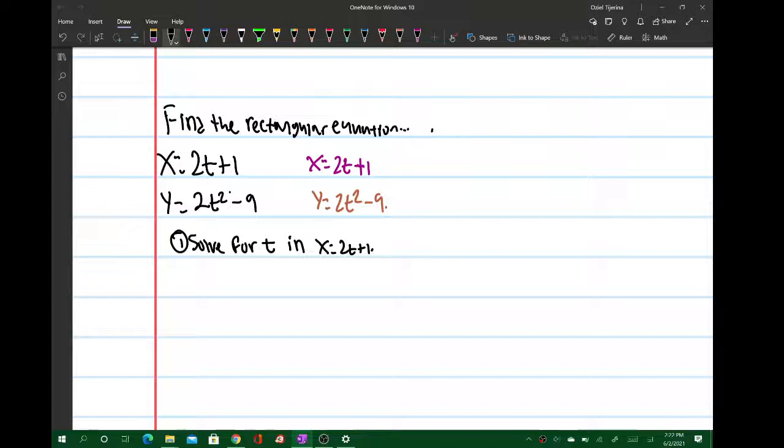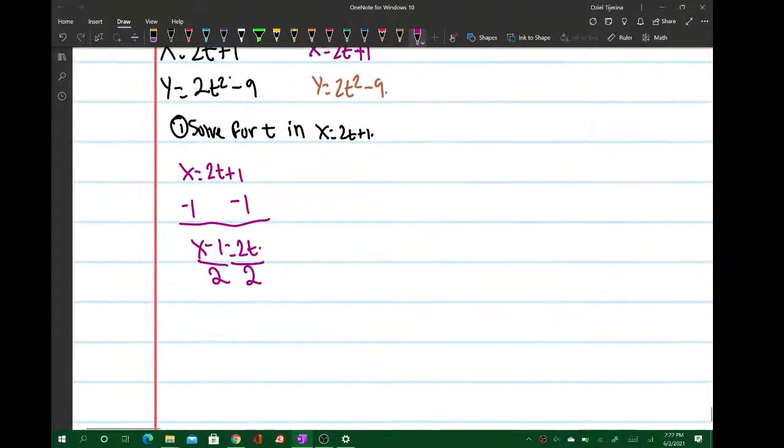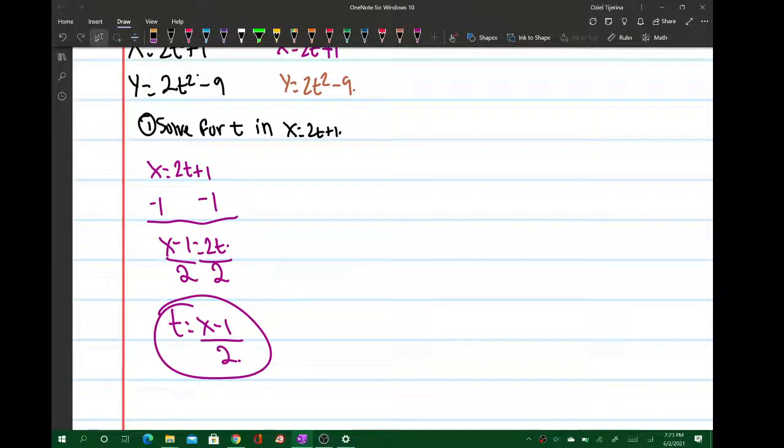So the first step is that we have to solve for t in x equals 2t plus 1. Now, if I do that, the first thing I'm going to do is subtract 1 on both sides. I get x minus 1 equals 2t, then divide by 2 on both sides, and then I get t equals x minus 1 all over 2, right? Now this can be plugged into y equals 2t squared minus 9, right?